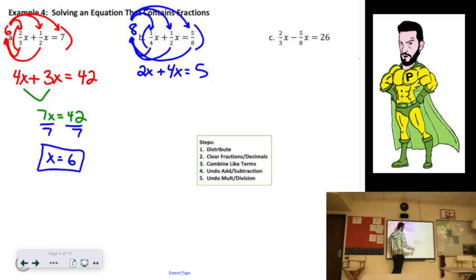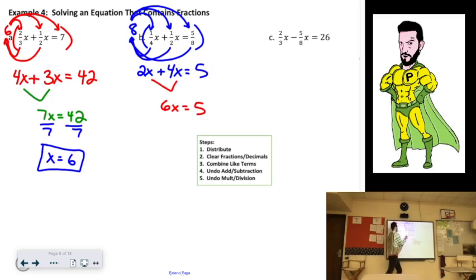So here's our equation. 2x plus 4x equals 5. We can combine our x's. 2x plus 4x is 6x. 6x equals 5. Now, if it's 6x, that means 6 times x. So we're going to have to divide it by 6.